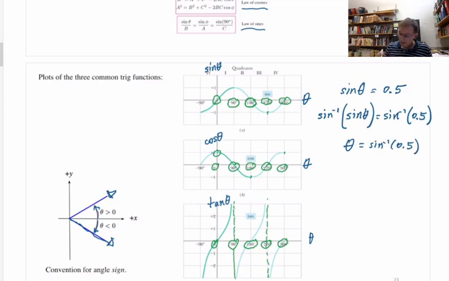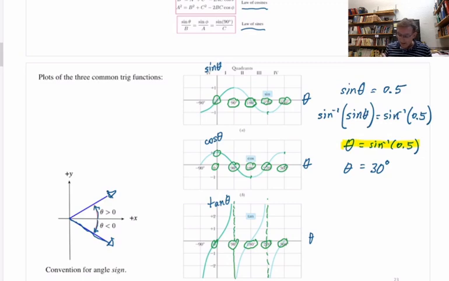Now the good news is we have calculators and computer programs that are programmed to calculate inverse trig function values. So all you have to do is go to your calculator, make sure it's in what's called degree mode, if you want the angle in degrees, and have it give you the inverse sine of 0.5. If your calculator is in degree mode, you will find that it gives you a result of 30 degrees. So we say that the inverse sine of 1/2 is 30 degrees.